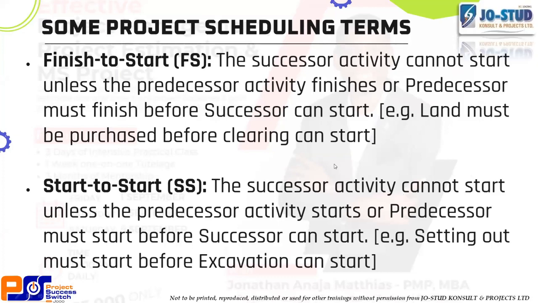Now, the third kind of relationship, like I gave an example here: setting out must start before excavation can start. So they can actually start together, but setting out must start first. Then excavation can follow maybe shortly after. They can start excavating while the setting out is still on, especially if it's a large project and you are engaging a surveyor to set out.